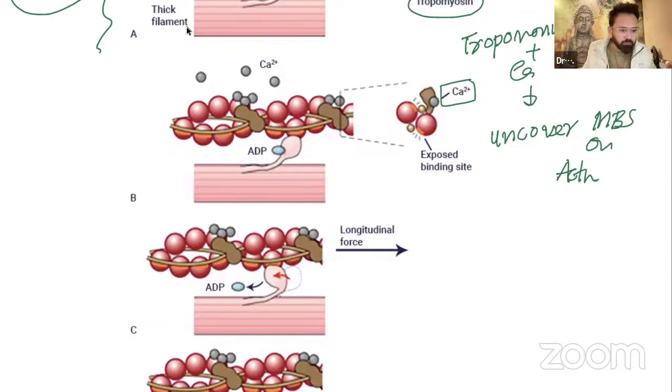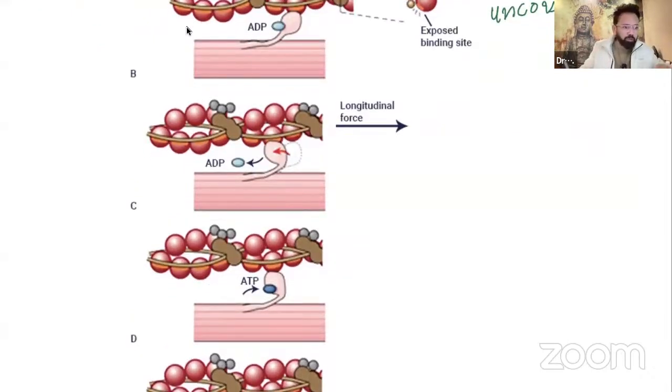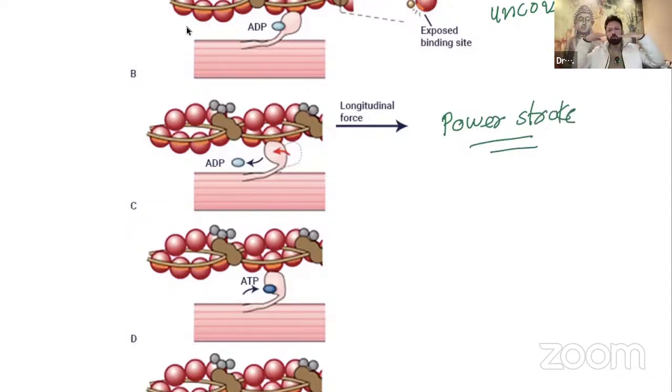Very good. This much is clear. Now, this longitudinal force is called the power stroke. So when it causes contraction, there will be a power stroke.